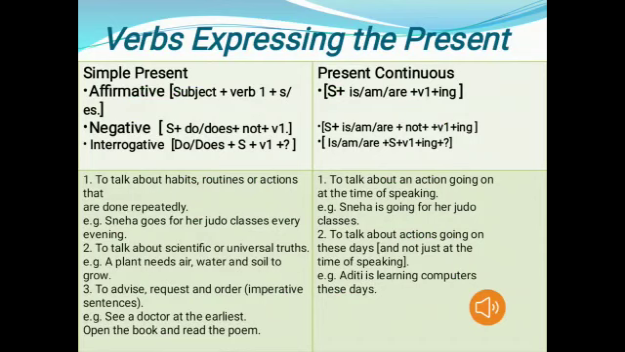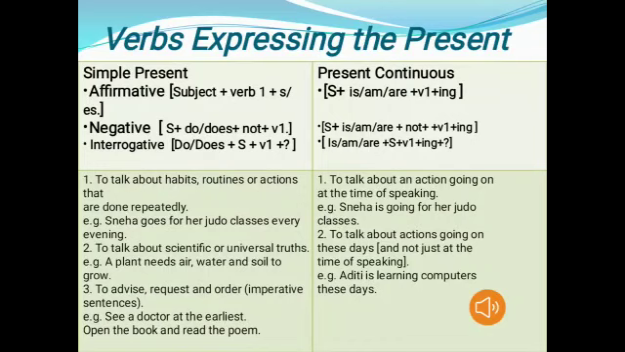So first of all, we are starting with the present tenses. Verbs expressing the present. So first of all, what is simple present tense? When there are affirmative sentences, the rule is subject. Subject means the person who is doing something or about whom we are talking in the sentence. Subject plus first form of the verb plus s or es. S or es is used with the first form of the verb.